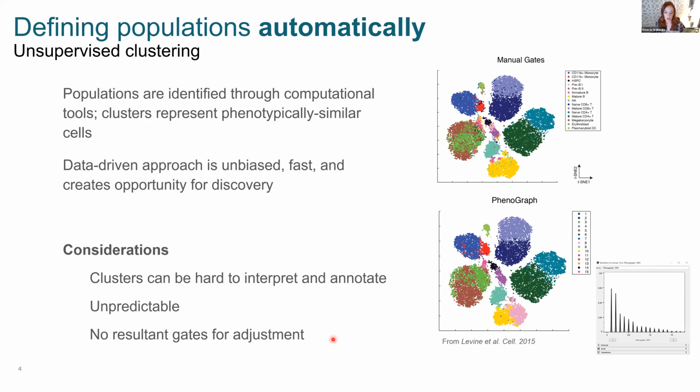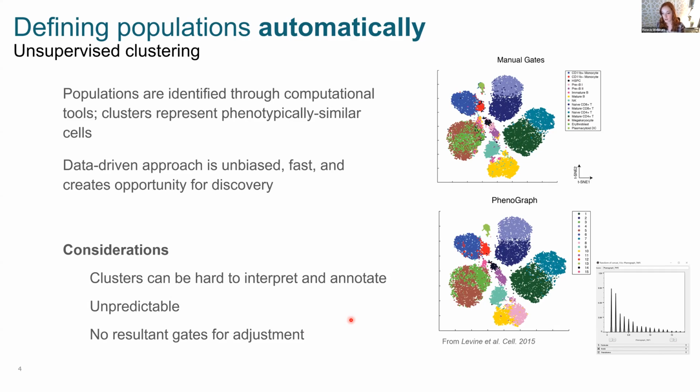And at the end of the day, you don't get any resultant gates for adjustment, right? So if you're unhappy with the clusters that come out the other end of the tool, unhappy with the populations it's found, you can tune a couple things in the algorithm to increase or decrease the number of clusters you get back, but that's pretty much all you can adjust. And that's why we call these tools unsupervised.